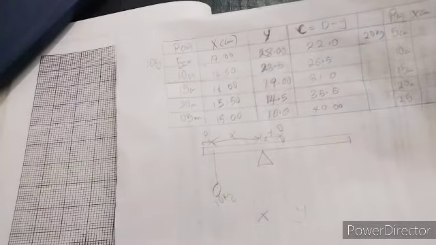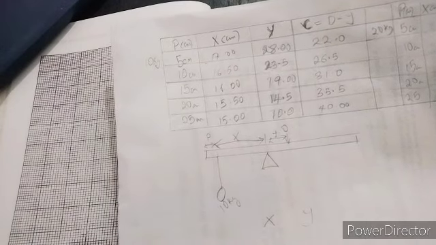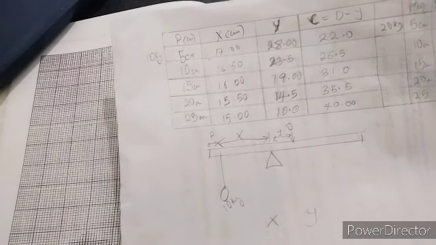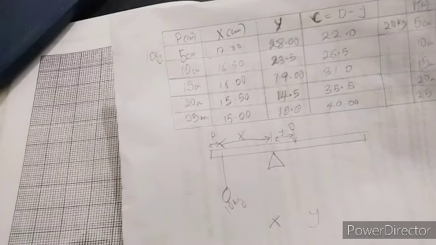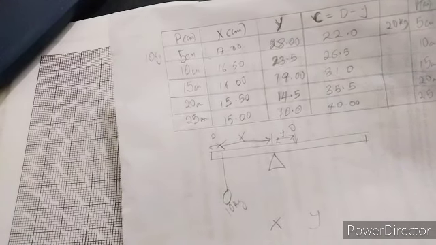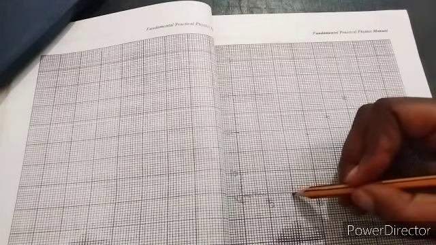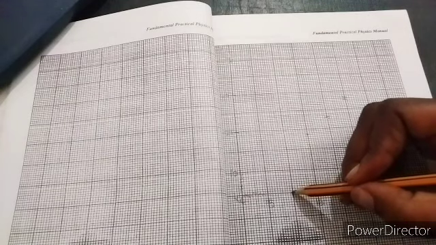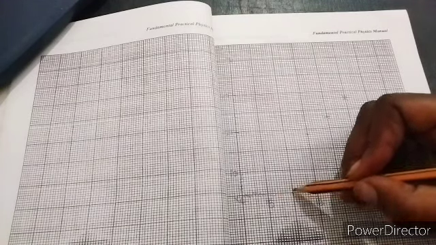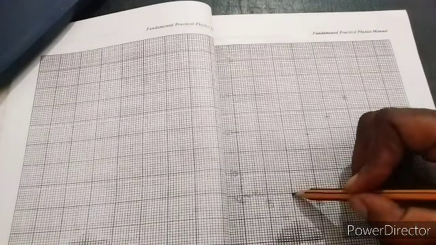Now the fourth point is 15.5 and 14.5. 15.5 is a midway between 15 and 16, right?